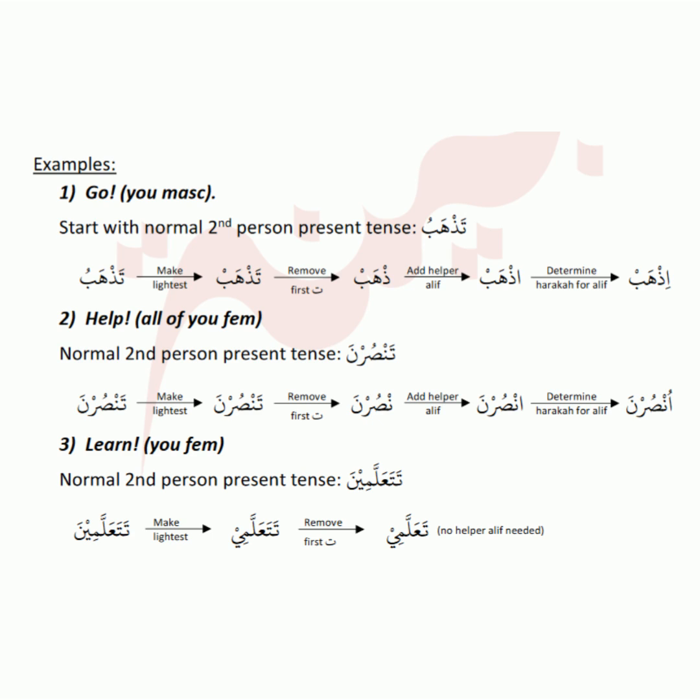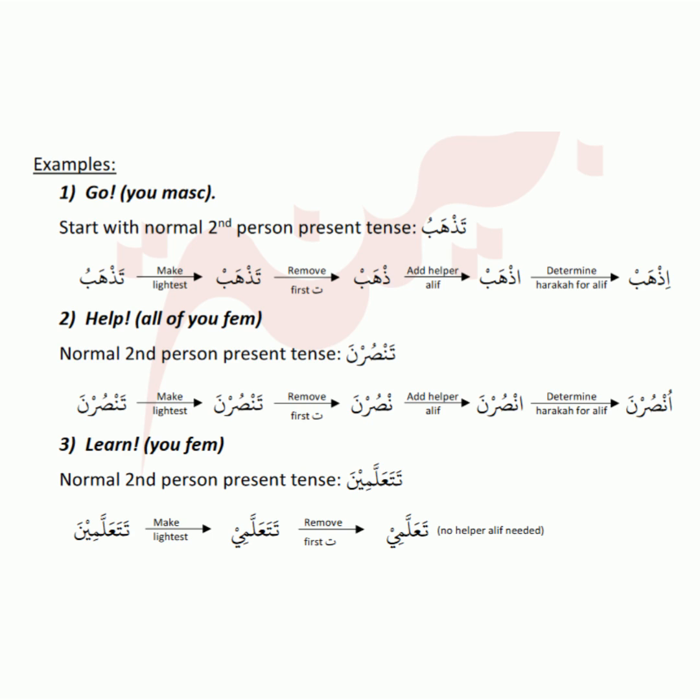For example, for go, you masculine, we start with tadhabu. We make it lightest, tadhab. Then we remove the ta, making the dha with a sukoon and hab. But we can't say it, so we have a helper alif. And then for the helper alif, because the second to last letter ha has a fatha on it, therefore we put a kasra, idhab. It does not have a dhamma. If it had a dhamma, if ha had a dhamma, we would have said udhhub. But because it does not have a dhamma, we say idhab. So idhab would mean go.